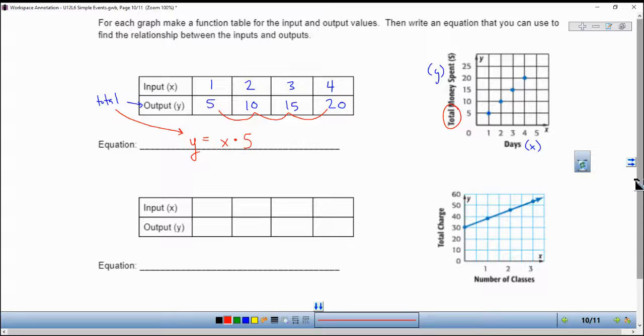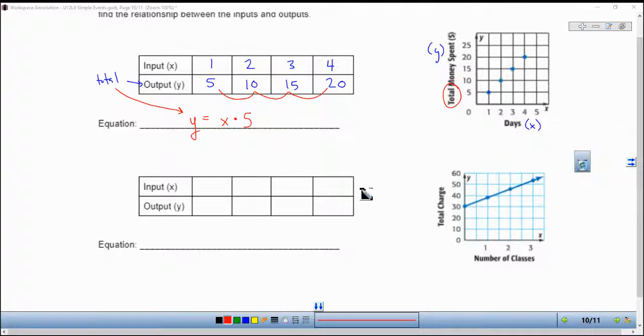This one's a little trickier. Here we go. All right, so the input is number of classes. I'm going to put an X right there. That's the number of classes. The output is, oh, look at that, total charge. There's the output, which is Y. So this is going to be the total.